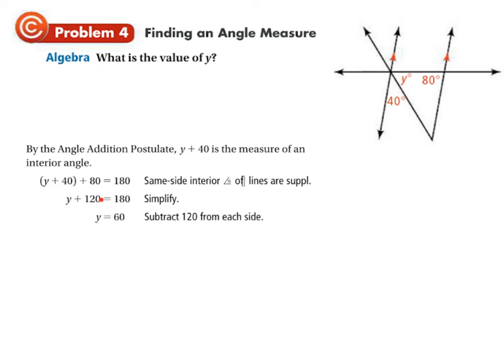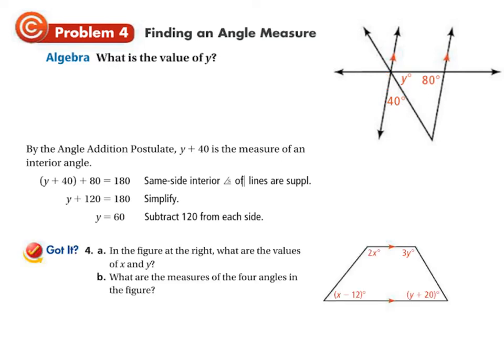If you simplify it, you get this, and then when you do the subtraction property of equality, taking that away from both sides, you get y is equal to 60. Pretty straightforward, actually. You've just got to be able to see these two angles together as making this angle up, which is the same side interior with this other angle, 80. Give it a go with this. See how you do.